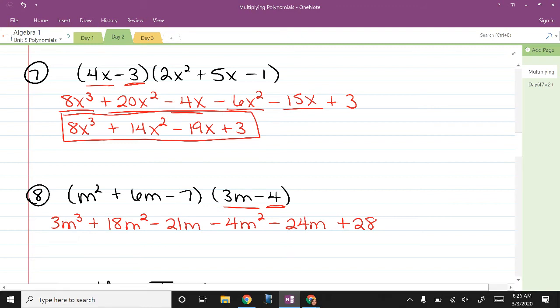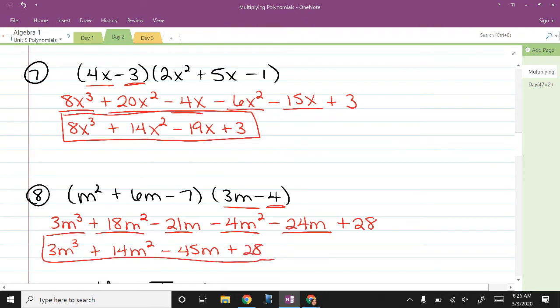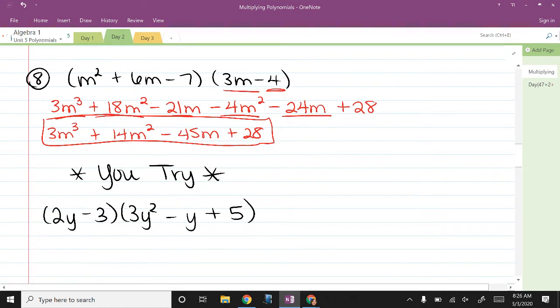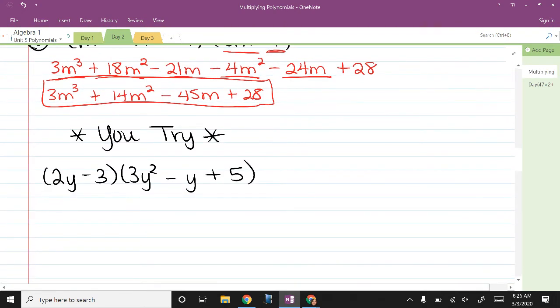All right. So, combine like terms. What's my highest exponent? 3m to the third. So, we copy that one. What's the next highest exponent? Squared. So, what's 18m squared minus 4m squared? Plus 14m squared. And then I do my m's. What's negative 21m minus 24m? Negative 45m. And then my constant is just plus 28. And there we go. Oh, it's not terrible. Right? Okay, I want y'all to try. And I put it in the right order this time.